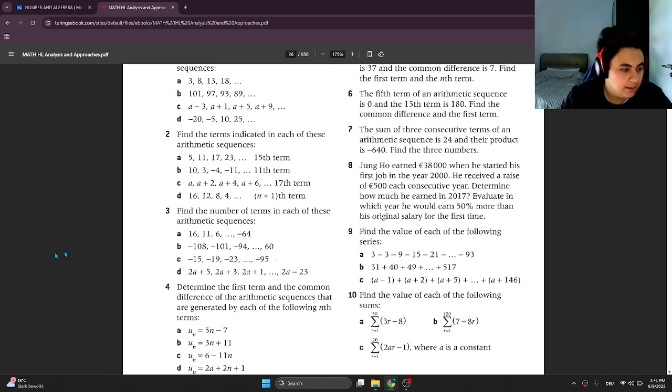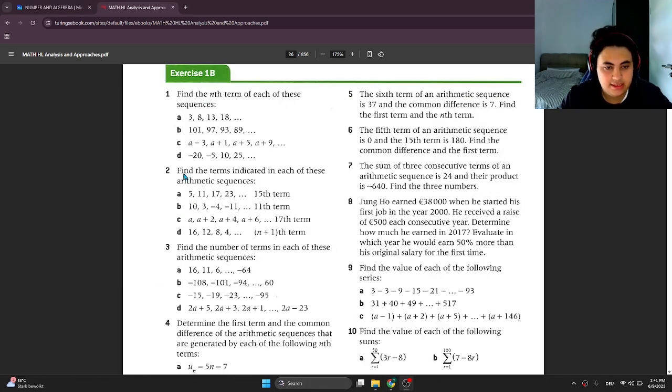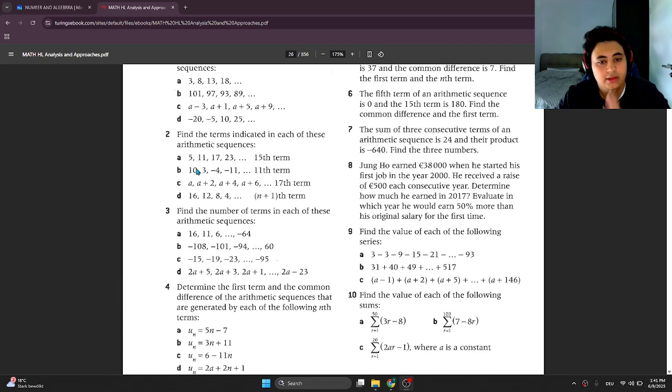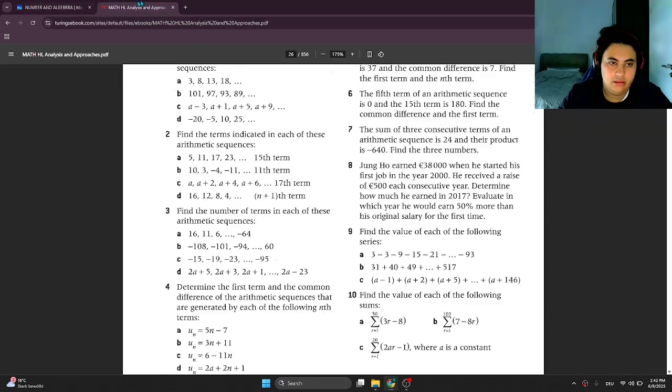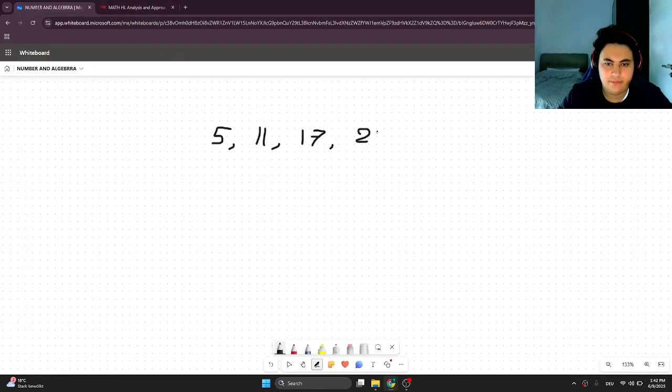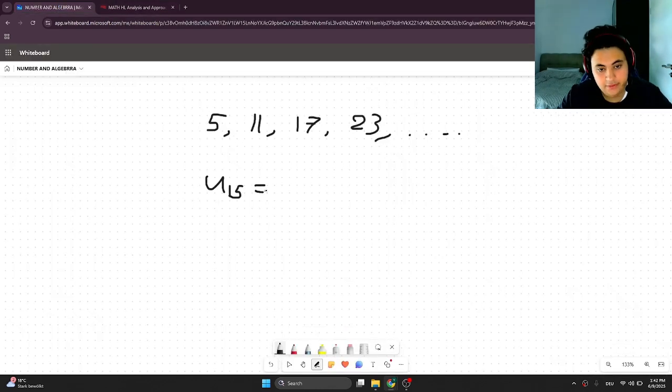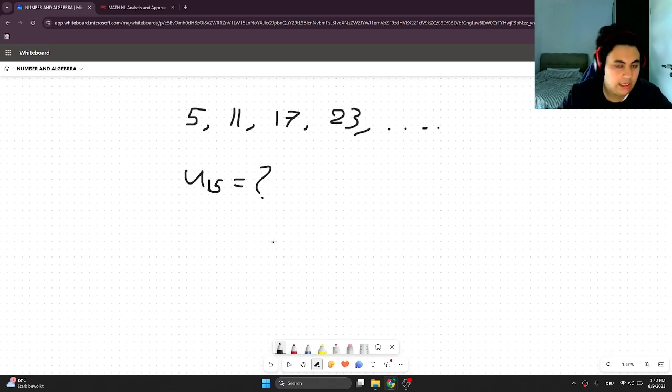Now let's move on to the second one. The second question says, find the terms indicated in each of these arithmetic sequences. So we have the sequences given to us, and then we have the terms here that they want us to find. For the first one, we have 5, 11, 17, and 23. And we're supposed to find the 15th term, U15. So how are we supposed to do that?